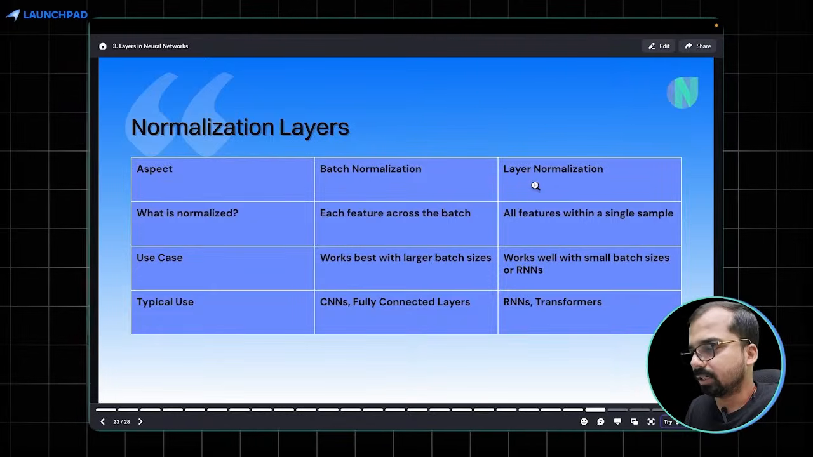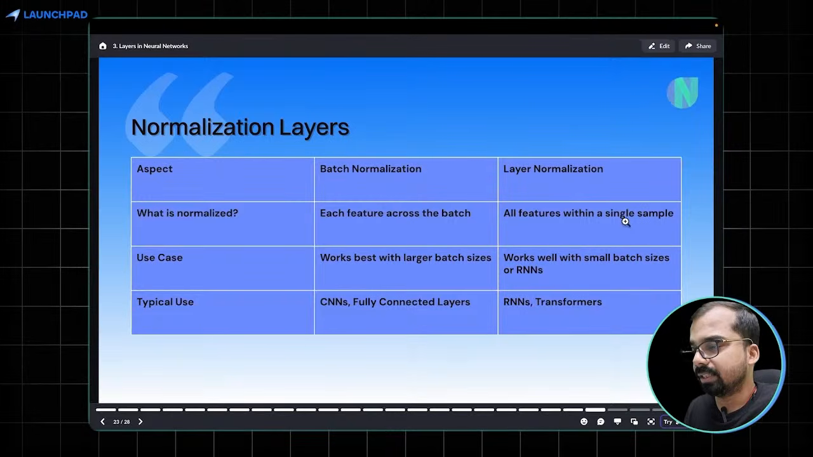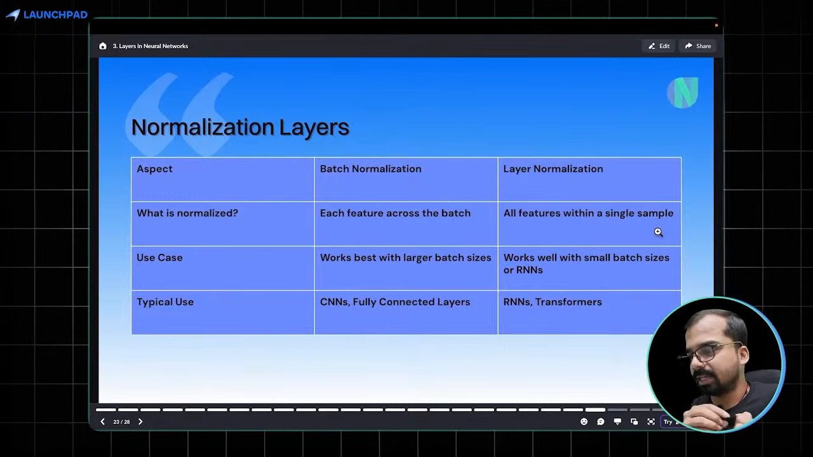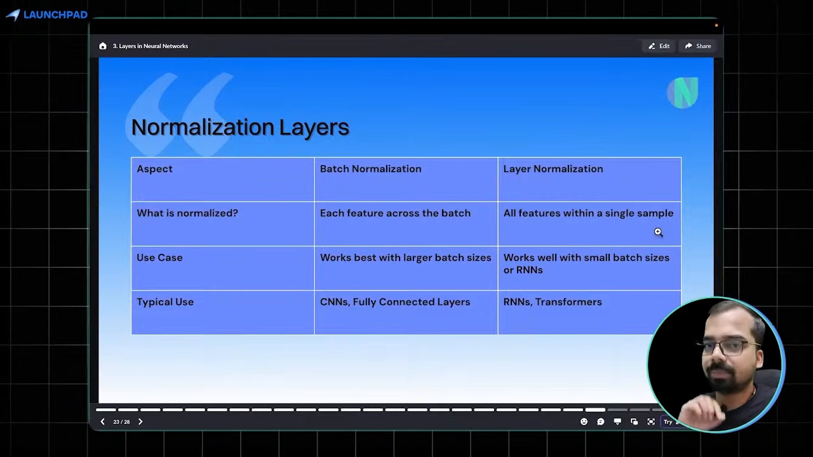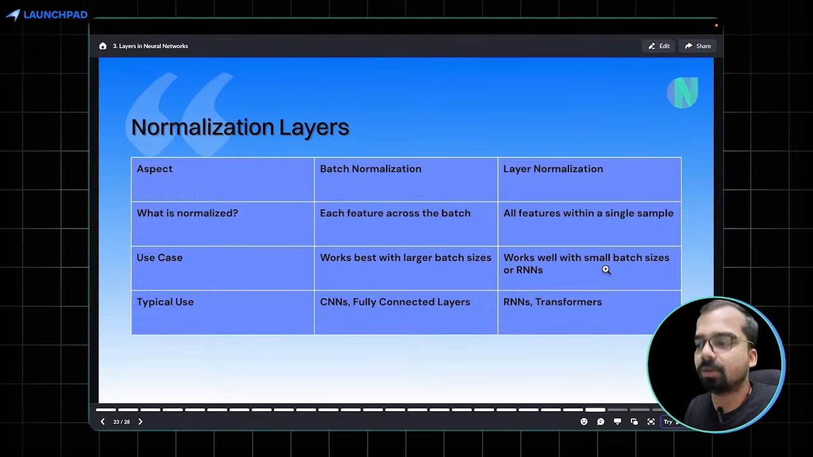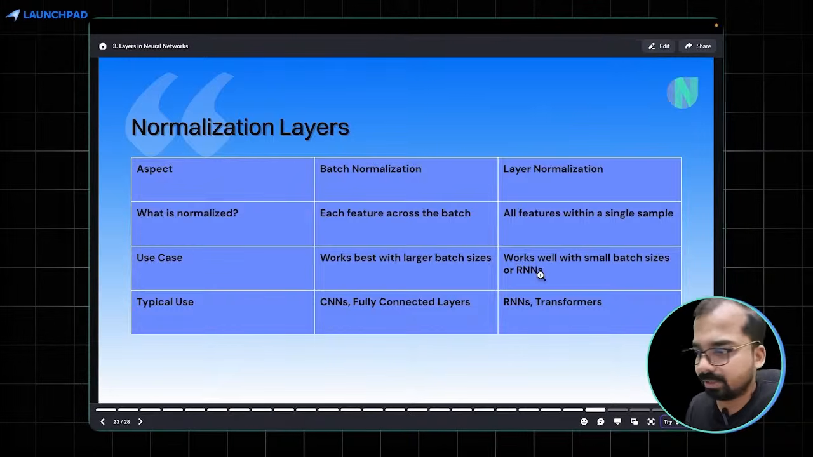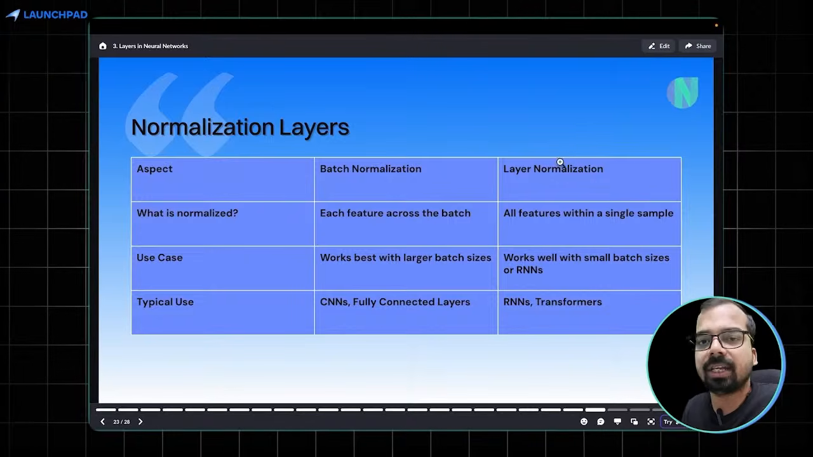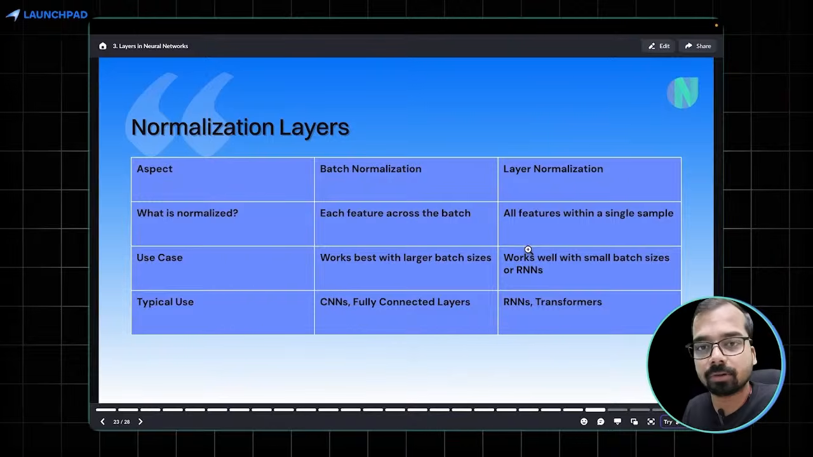Layer normalization, on the other hand, is useful in the case of RNNs and transformers. All features within a single sample are normalized. In RNNs, you are passing one sentence at a time, right? So all the features within a single sample are normalized. It works well with small batch sizes or RNNs. In RNNs you have one single sentence passing through the neural network, so in that scenario we have to use layer normalization. Rule of thumb: RNNs and transformers use layer normalization.